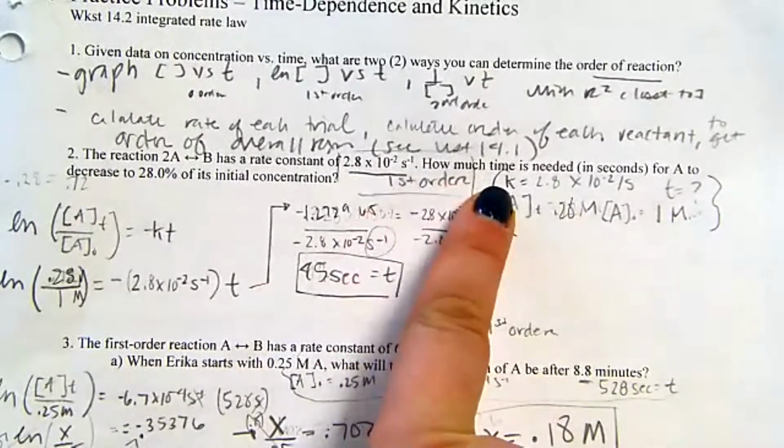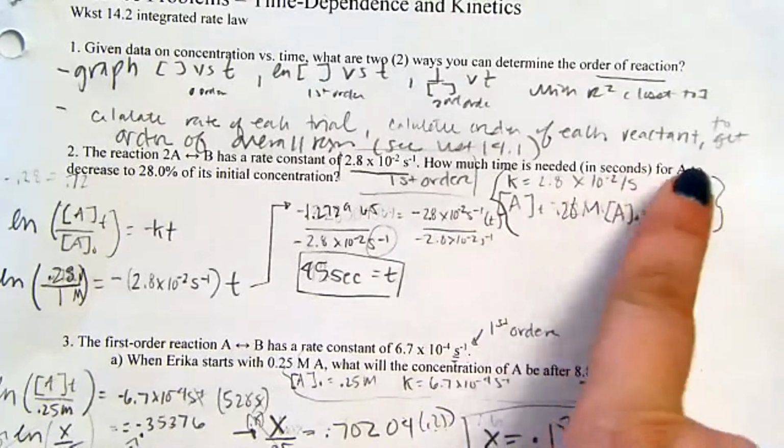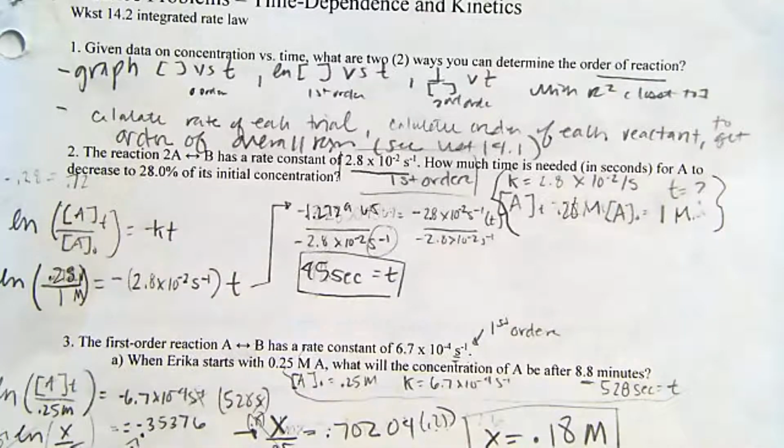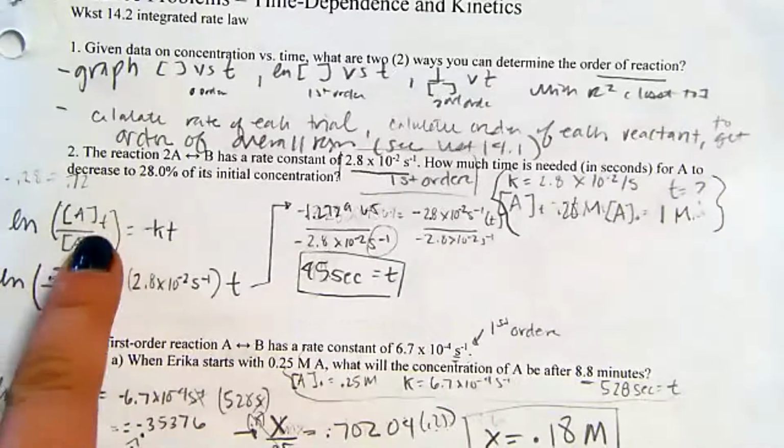How much time? Okay, so I know I'm going to use one of our new ones off of our note sheet, because we're looking for T, and T is not in regular rate laws. It's in the integrated rate laws. So we know how much time, of course in seconds, for our concentration to only have 28% left. So 28% would be your final, or the amount after time T.